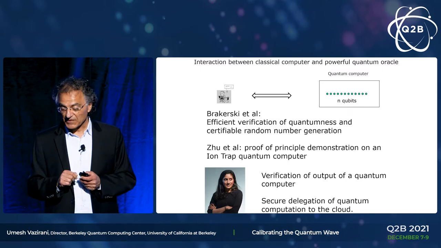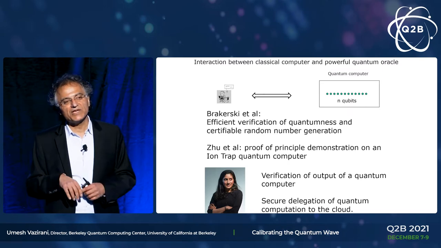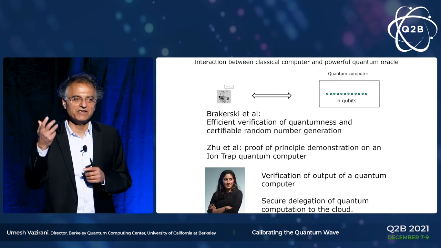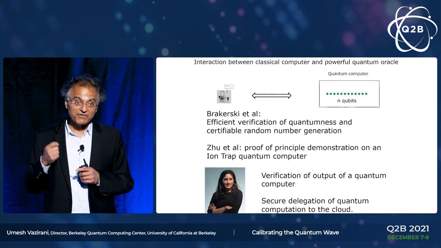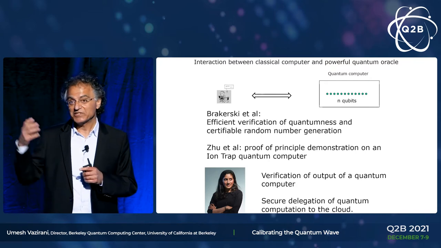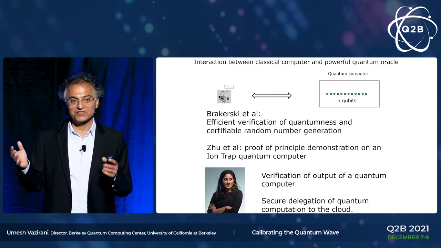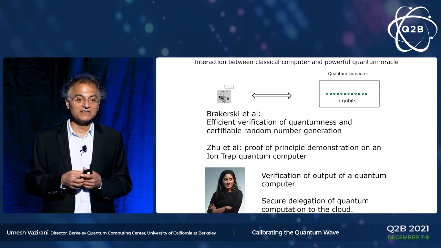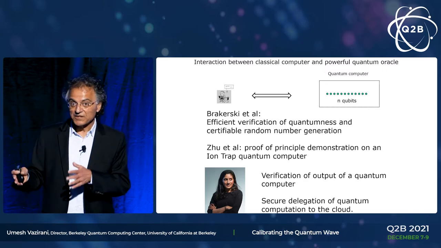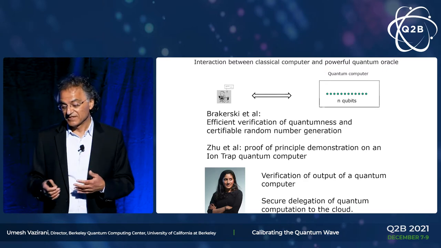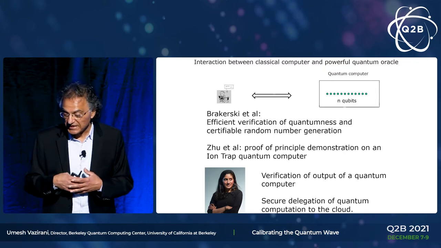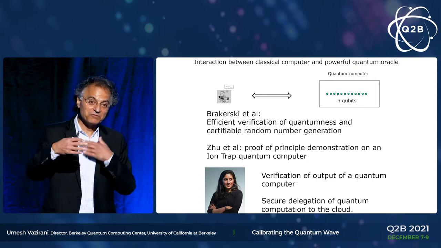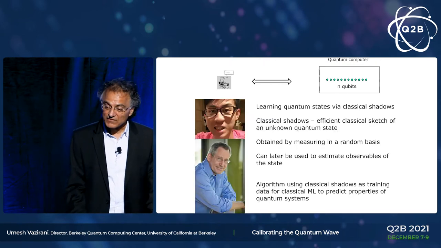to perform these tasks. These kinds of ideas have also been used for much more interesting tasks that one wouldn't have believed possible, such as verification of the output of a quantum computer, which is exponentially hard to compute. So it comes back and tells us an answer, 47. How do we know it's the correct answer? And so Urmila Mahadev's protocol actually does this, and there's also a protocol to delegate quantum computation to a quantum computer on the cloud in a manner where the computation stays secure.